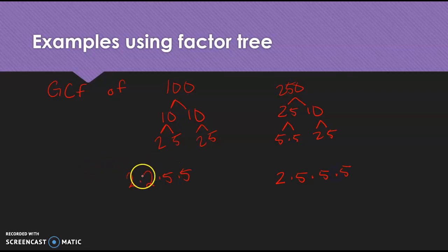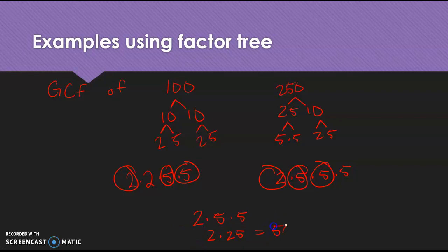And now I just pair them up. 2 and 2. I'm going to go ahead and just write that here. 5 and 5. 5 and 5. And so now I have 2 times 25, which equals 50. And so my greatest common factor of 100 and 250 is 50.